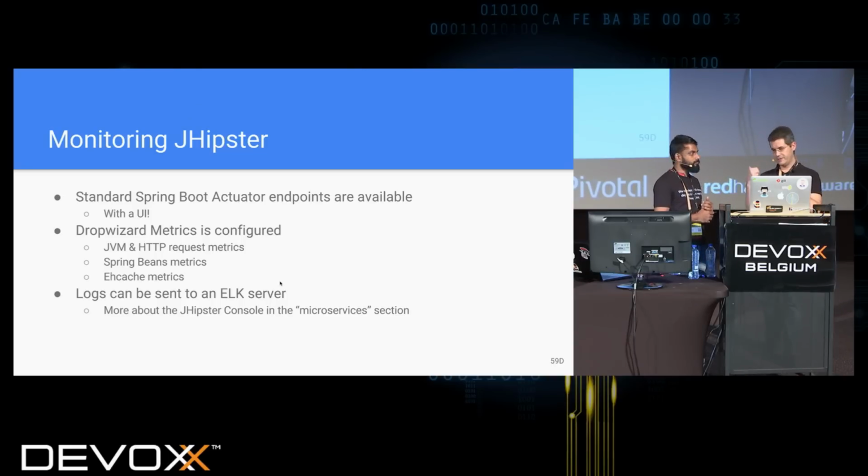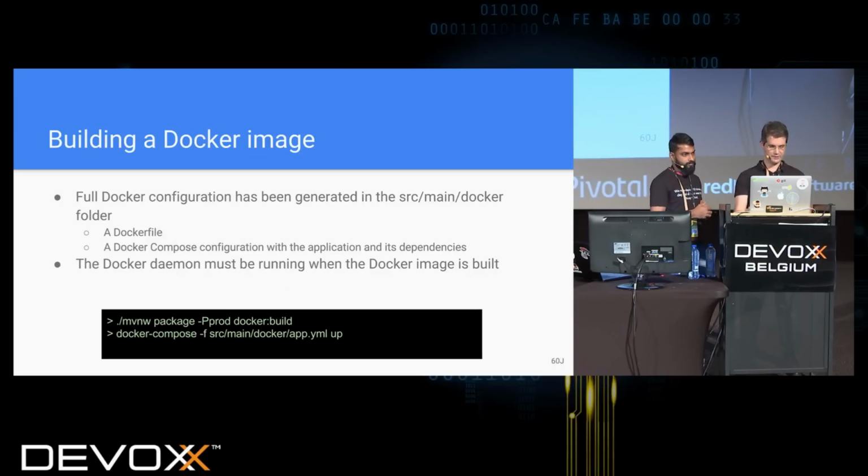And by the way, we will see that for the microservices. Yeah, we'll see in detail. We've got something called the JHipster Console, which helps you monitor the JHipster app with ELK.